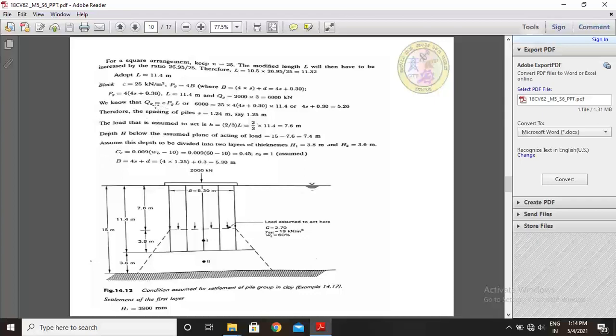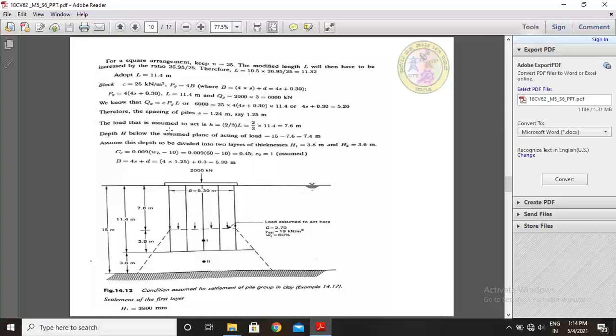We know that the ultimate group load Q is equal to CPL R. Substitute the value in terms of group load and calculate S. So we are getting 4S plus 0.3 equal to 5.26. Therefore, the spacing of piles S equal to 1.24 meter, say 1.25 meter, that is the spacing.